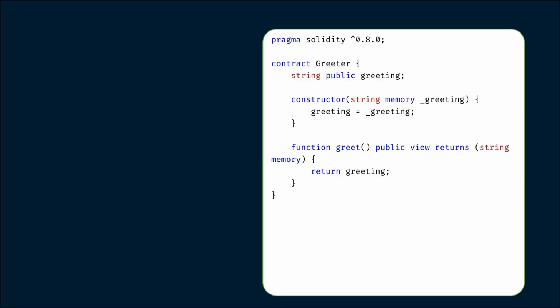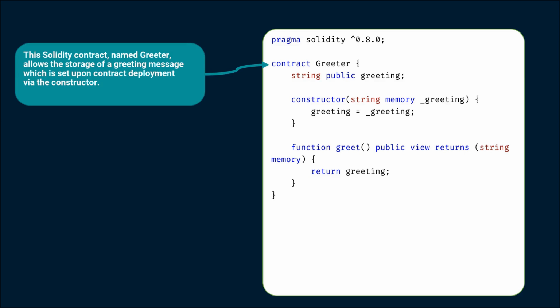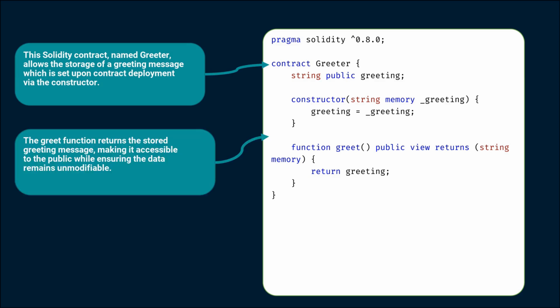Now let's see how we can implement the dynamic capabilities in our Greta smart contract. We will start by introducing a mapping that associates each user's address with their personalized greeting. This allows us to store multiple greetings, enabling individualized interactions. Instead of a single greeting variable, we'll use a mapping called greetings, which will hold the greeting for each address.